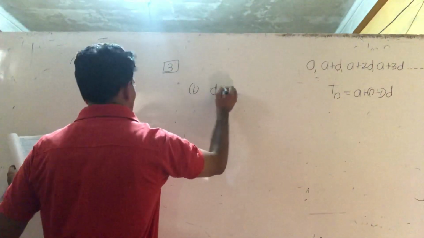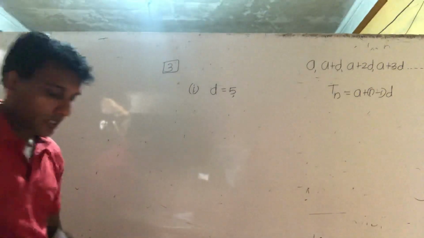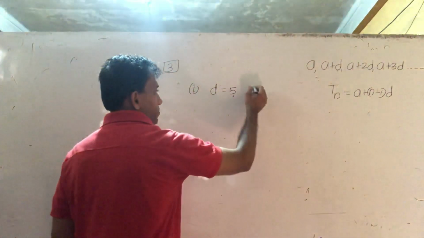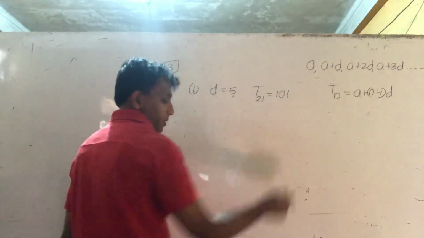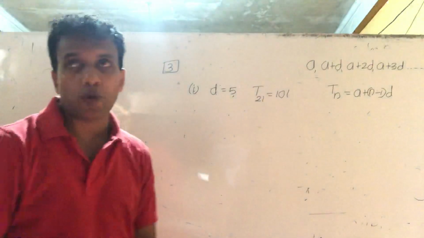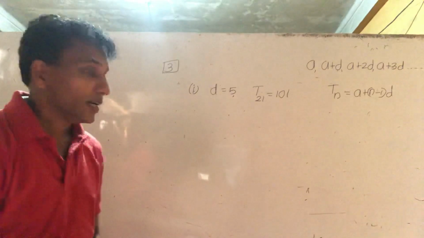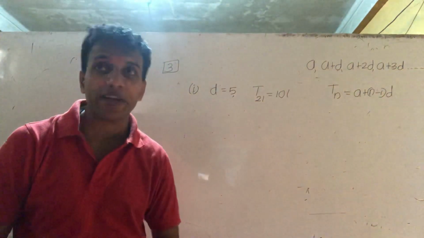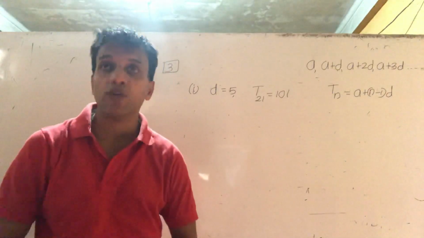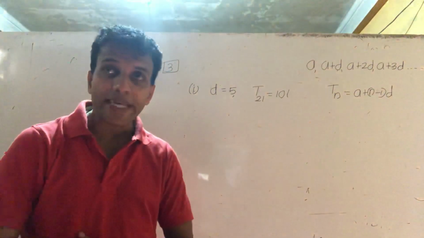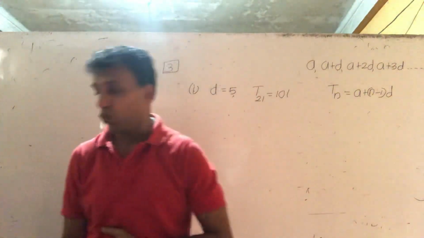So first part, d equals 5, T21 equals 101. They provide two pieces of information or data. d means common difference is 5 and the 21st term is 101. Then what the question is: find the first term, a. Find the a value.